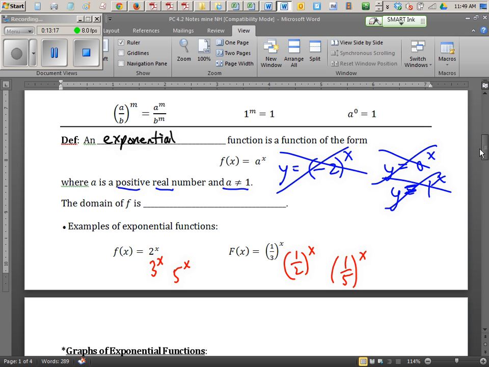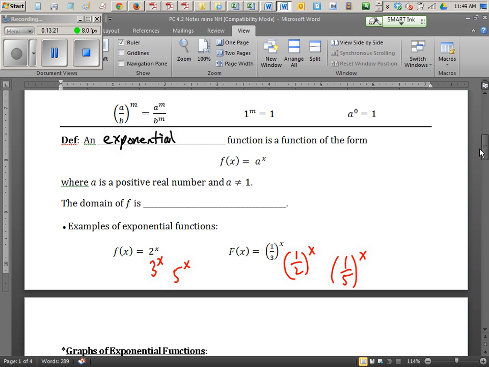Above, I tried to convince you that we can have any power we wish. Okay? Any power. Rad 2 even can be an exponent. Okay? If you can believe it. And so the domain of an exponential is all real numbers.